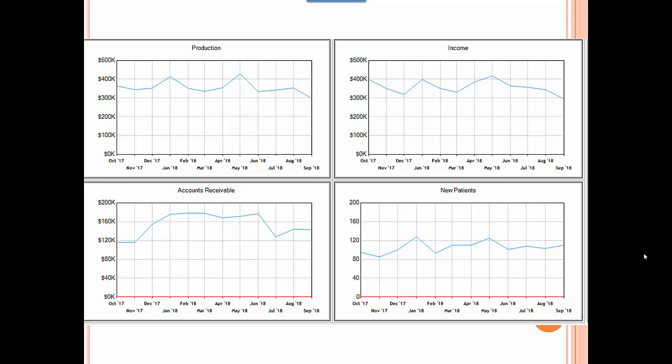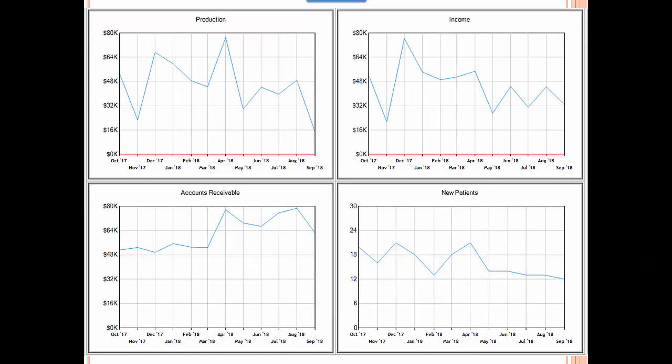But overall, looking at this practice, it's doing very well. The AR is pretty low. We want to always check that. And the production and the income are doing pretty well. And the new patients are doing very well. Let's look at another practice. This practice is not so hot.